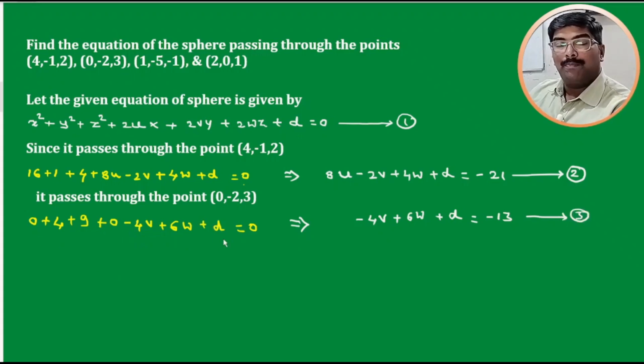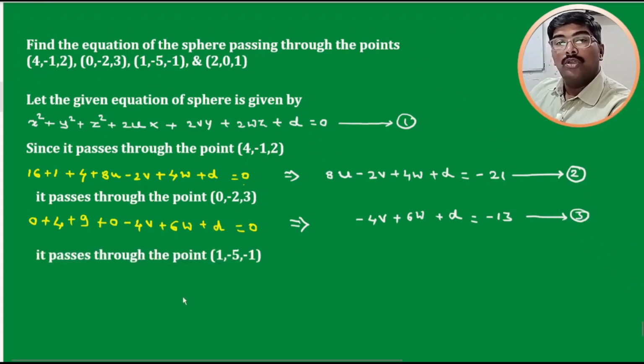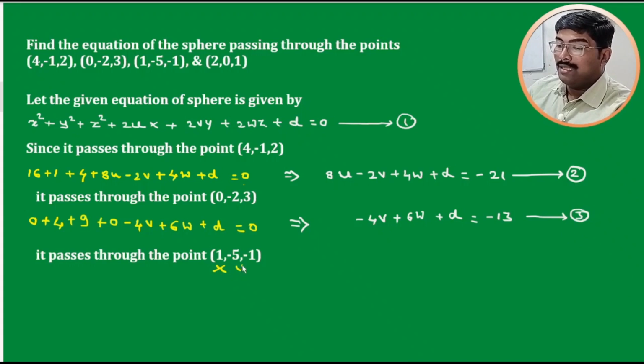Now similarly it passes through the third point, (1, -5, -1). So here again substitute the value for x is equal to 1, y is equal to -5 and z is equal to -1 in equation 1. If you substitute x is equal to 1 here, you will get 1 square is 1, plus y is equal to -5, -5 square is 25, then z is equal to -1, -1 square is plus 1.